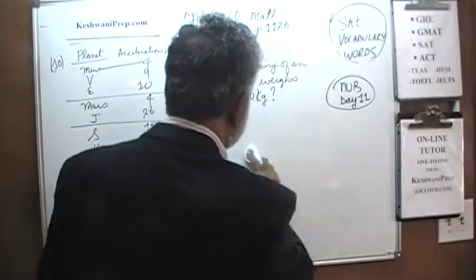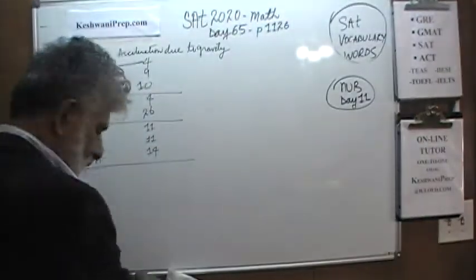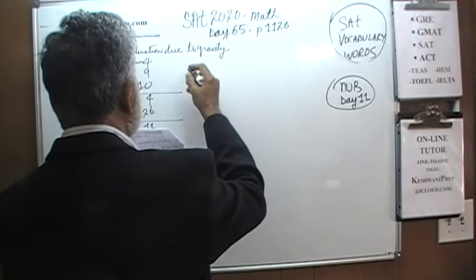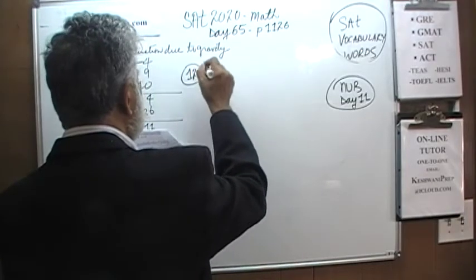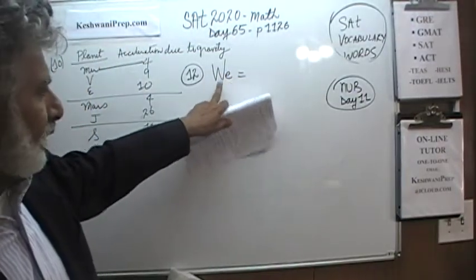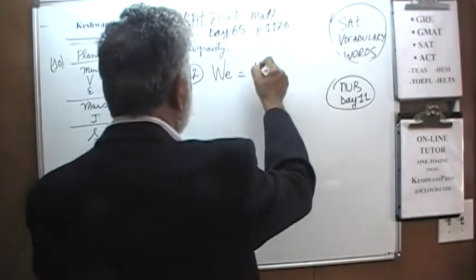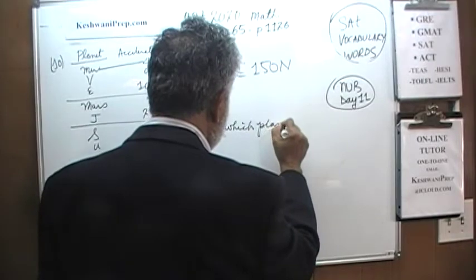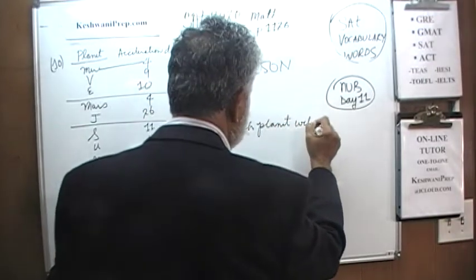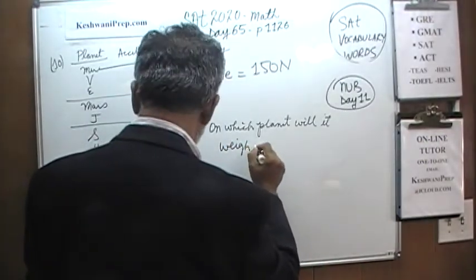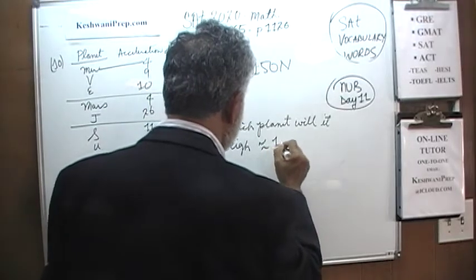Number 12 is a little bit involved. We are told that the weight of an object on Earth, W subscript E, E is for Earth, is 150 Newton. Question is, on which planet will the same object weigh 170 Newton?